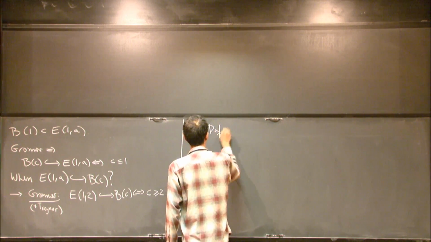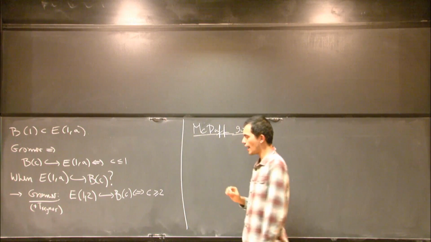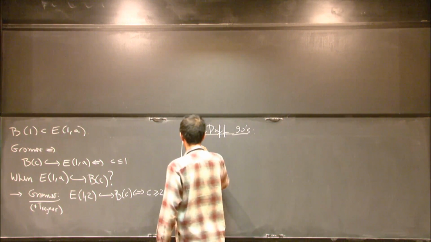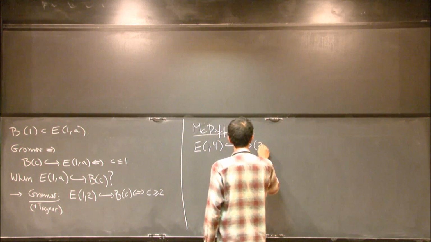McDuff proved in the 90s that you can actually do a lot better for E(1,4). So she proved that E(1,4) actually still embeds into B(2).